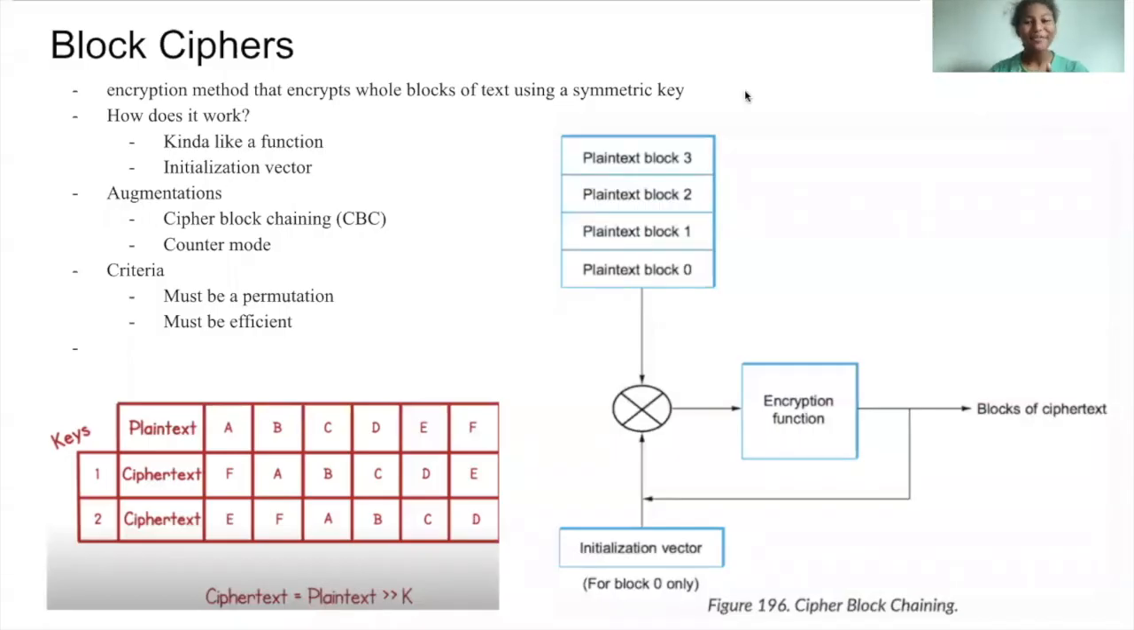So, block ciphers. What are they? Block ciphers are an encryption method that use an algorithm along with a symmetric key in order to encrypt a whole block of text. So, how does it work?